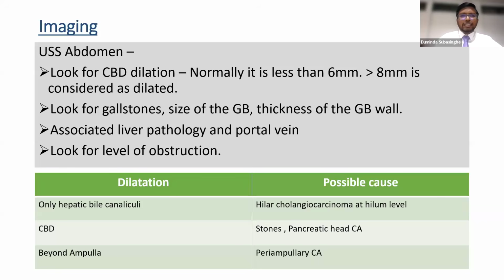But more than 80 is again considered a dilated duct. So again, whether it's the common bile duct dilated, whether it's only the intrahepatic duct dilated, or whether the whole system is dilated is an important thing, because that will determine your proximal versus distal obstruction.